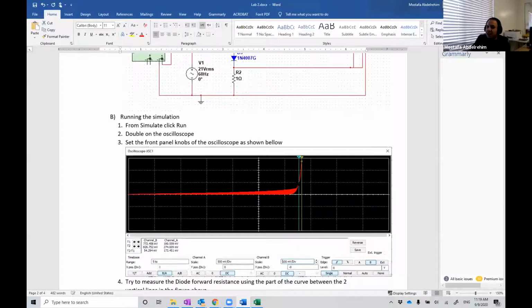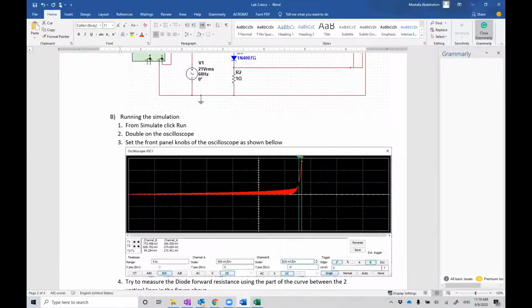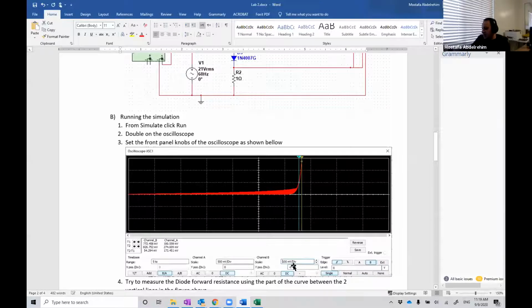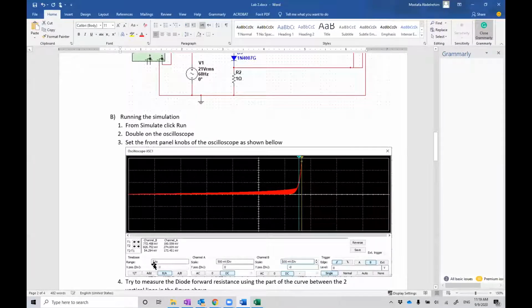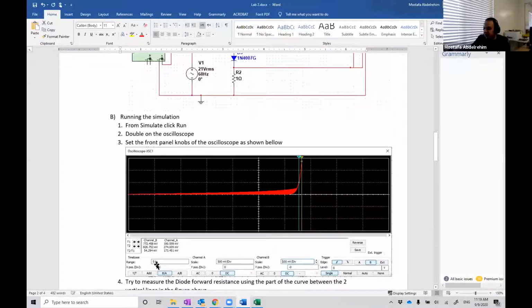Don't be shy again. If it's hard to read the range on the time base, does that say 5 seconds on it? The range, this one, on the left side? Yeah, 5 kiloseconds. You should look for this particular value here, the time base.